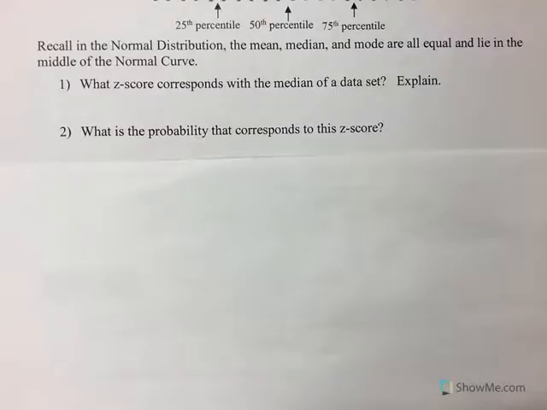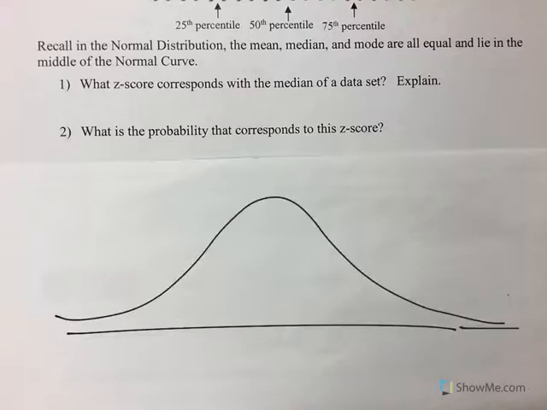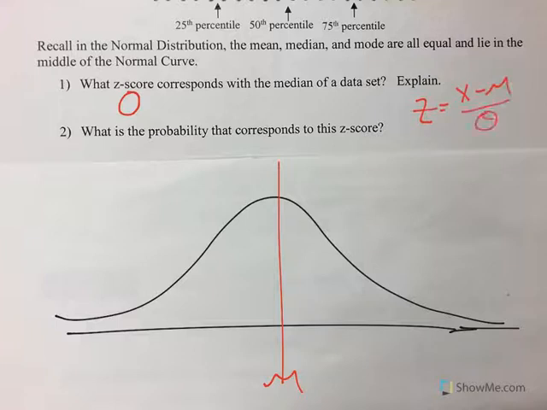So recall the normal distribution, which looks like this. The mean, median, and mode are all equal and lie in the middle of the normal curve. So that's here. What z-score corresponds to that? Well, it's going to have a z-score of 0. This is where the mean lies. The formula for a z-score is value minus the mean over the standard deviation.